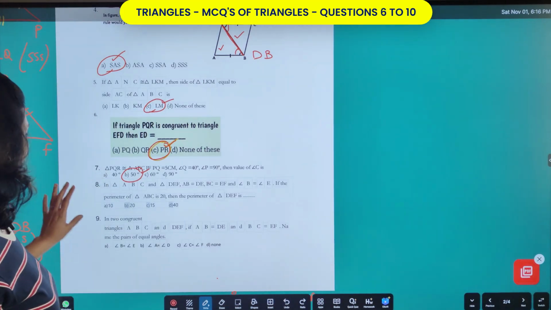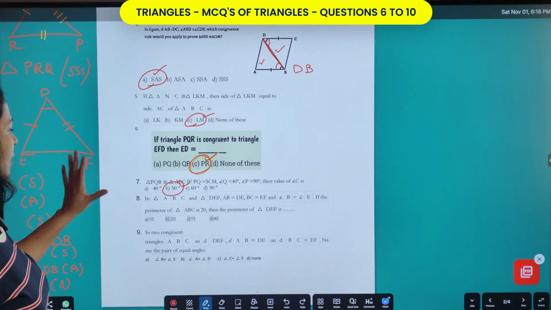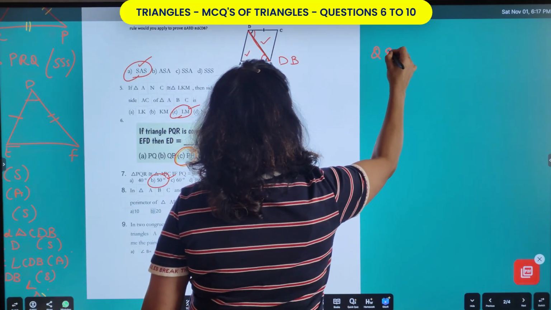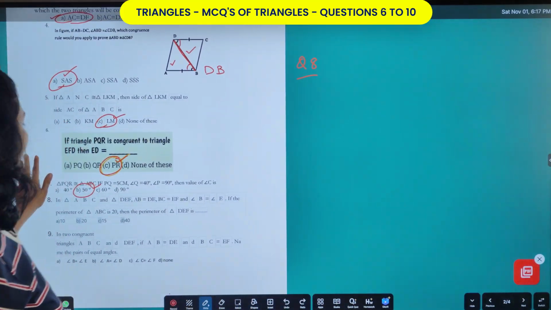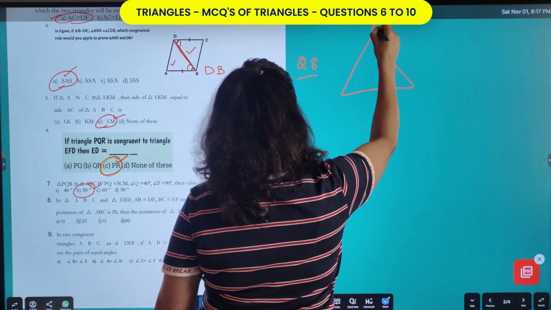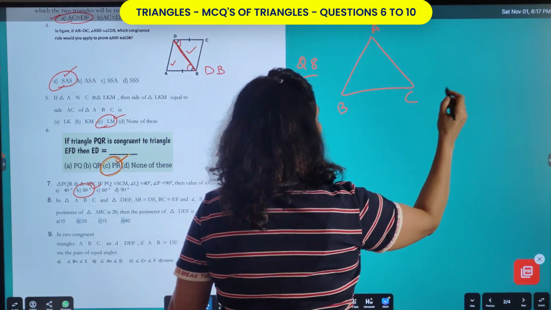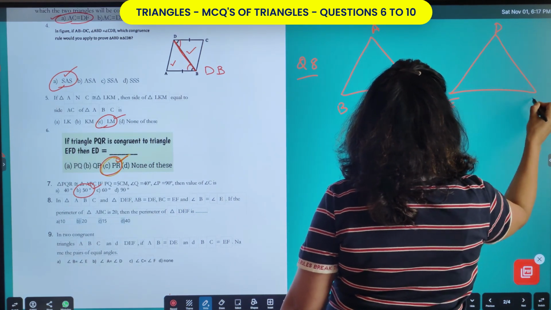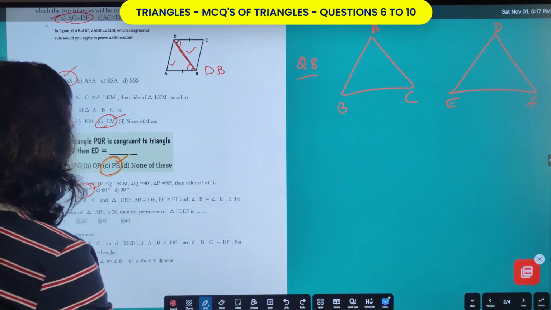Okay, so let's see question number 8 here. Question number 8 is triangle ABC. Let's quickly draw triangle ABC and triangle DEF. So here we'll see what is given.